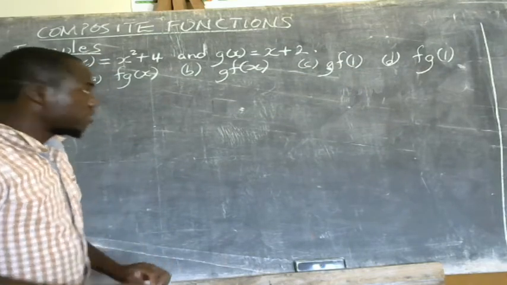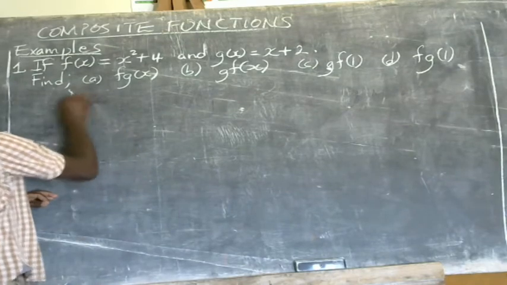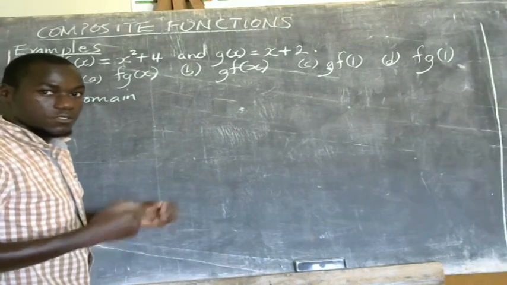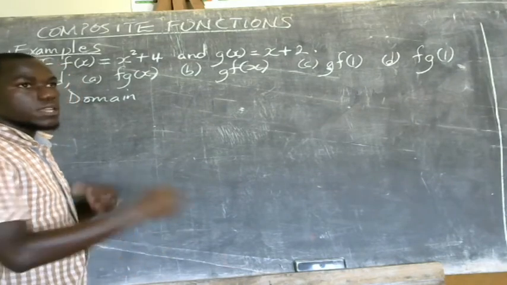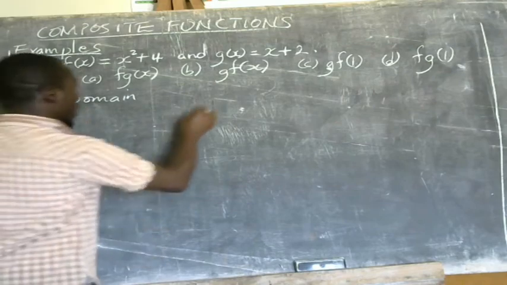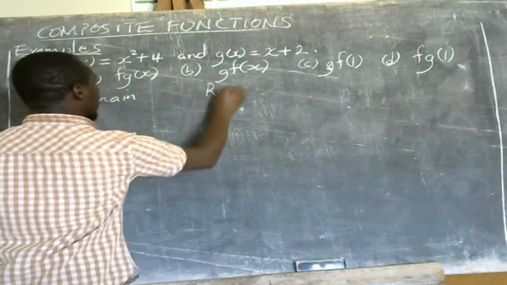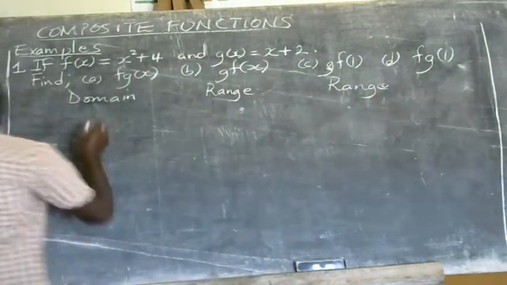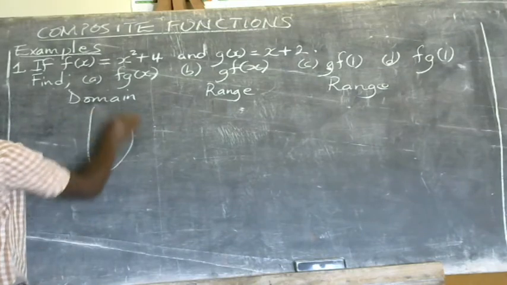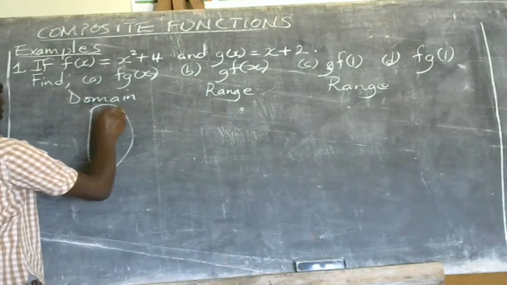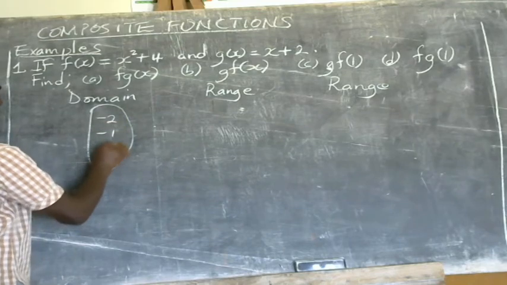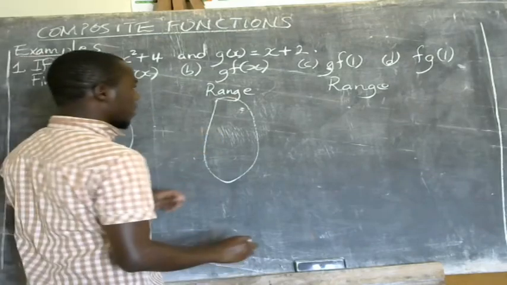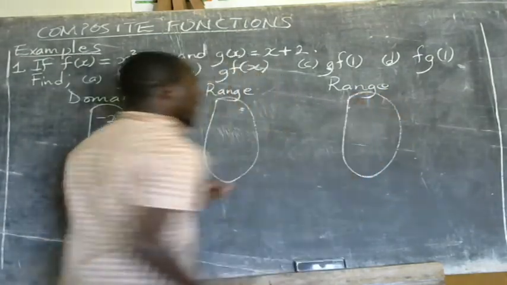Now, suppose, assuming I have my domain. Remember when we talked about the first lesson, the domain and the range, and in the second lesson, we had some examples of finding domain and then the range. So assuming I'm having my domain here as, let me say, negative 2, negative 1, 0, and then 1. Now I need to get my range there. Then I need to get also another range there.